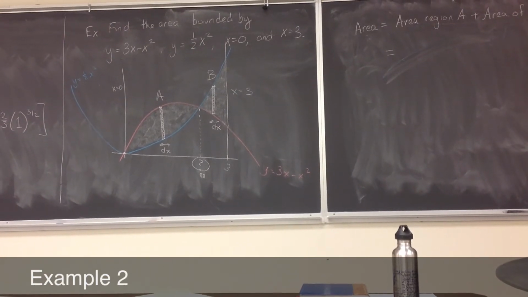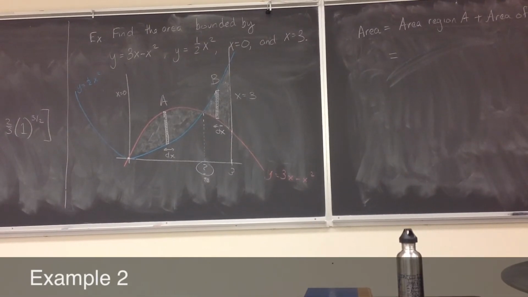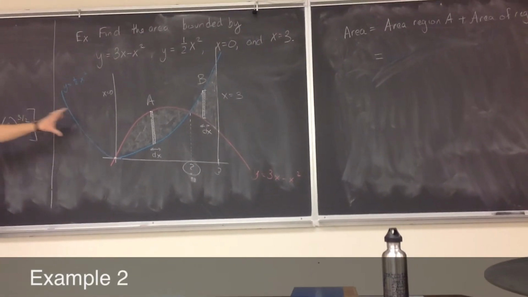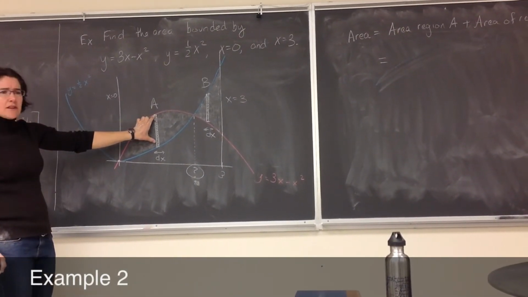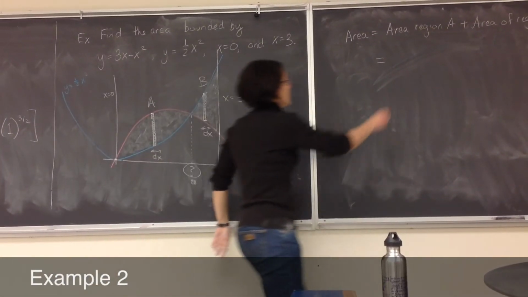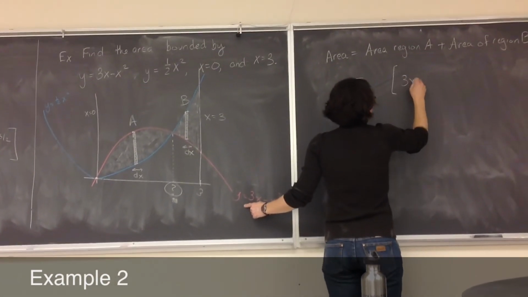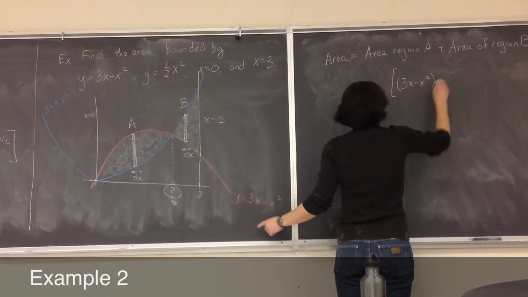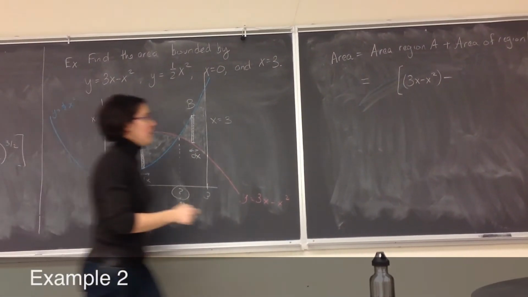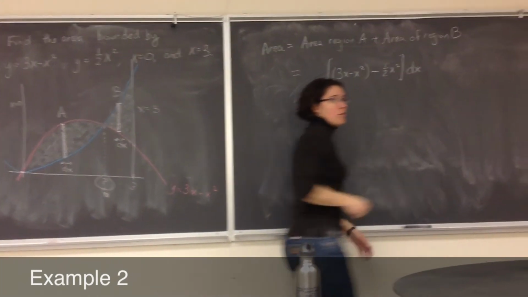Okay, so thinking about that question mark, we do need to know that. And the way we're going to figure it out is we're going to set those two functions equal to each other and solve for x. But we'll come back to that in just a second. I want to finish up talking about these rectangles that we have here. So the first rectangle has a height of top minus bottom, which in this case the top is the pink function, so it's 3x minus x squared, minus the bottom of this rectangle, which is the blue function, which is 1/2 x squared. So that's the height of our rectangle. The width is dx.